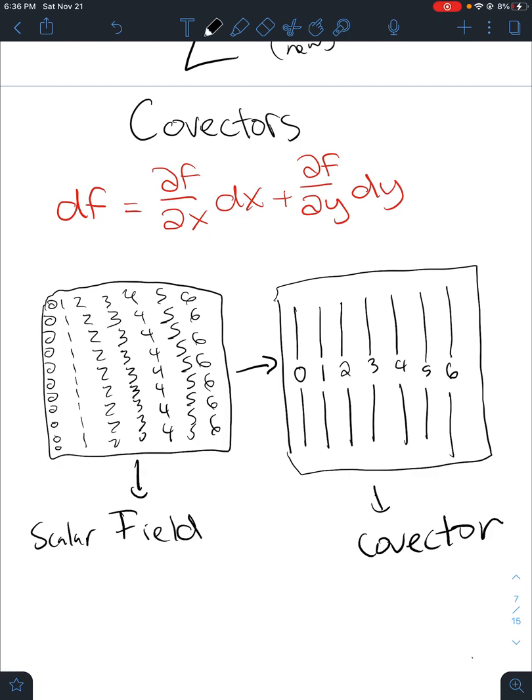And we can see that we can transform a scalar field to a covector. This covector is a stack of lines. The value throughout this entire line is 0, the value throughout this entire line is 1, and so on. They're pretty abstract, but they're pretty useful as well, as we'll see in a future video.